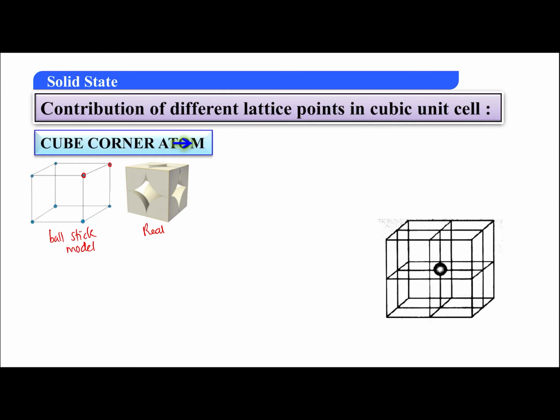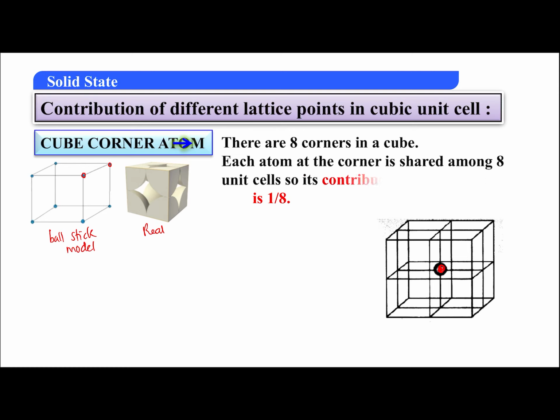If you check, this is what a corner is all about, and this corner is present in how many cubes? It is present in 8 cubes. If you clearly observe, that corner is present in 8 cubes, 4 cubes above and 4 cubes below. So, what is the contribution? There are 8 corners in the cube. Each atom at the corner is shared by 8 unit cells. So, I repeat, there are 8 unit cells for that black atom, which I have made red now. It is present in 8 unit cells. So, the contribution of each corner to a unit cell is 1/8.